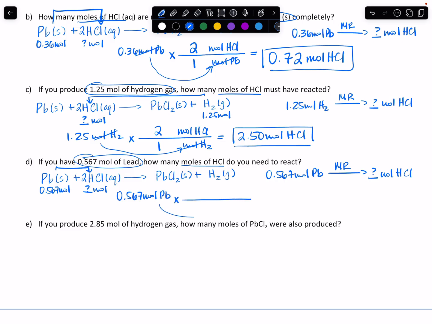Now we know this needs to go on the bottom. So moles of lead in the bottom, we're going to moles of HCl, so that's up top. Now we go look at our reaction. For every 1 mole of lead, we need 2 moles of HCl. So when we do our calculation, we find that we need 1.13 moles of HCl to react with the 0.567 moles of lead.